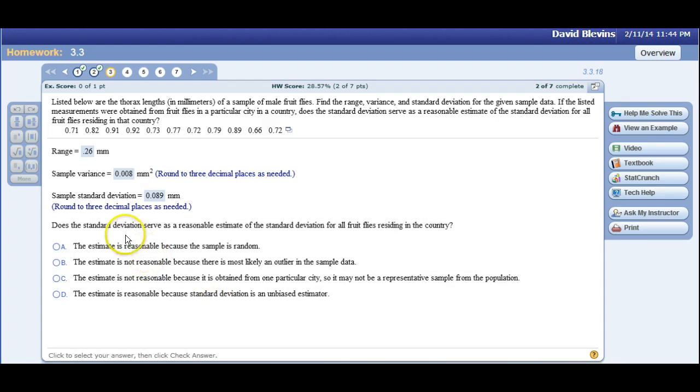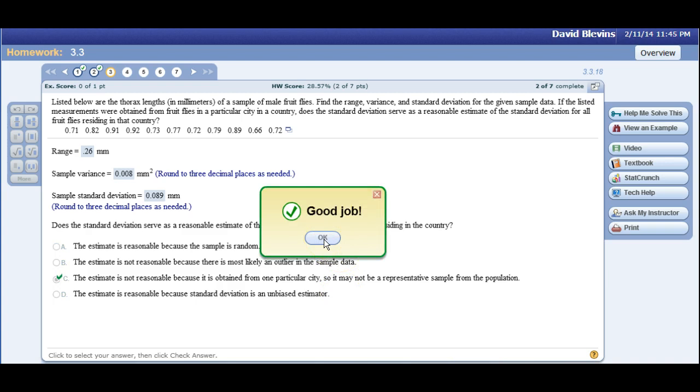Alright, does the standard deviation serve as a reasonable estimate of the standard deviation for all fruit flies residing in that country? And they got it from a particular city, so the estimate's not reasonable because it's obtained from one particular city. Okay, we need to be diverse. If we're going to represent the entire country, we need to get multiple cities, multiple regions.